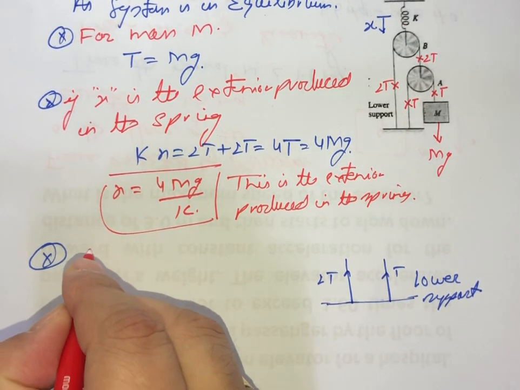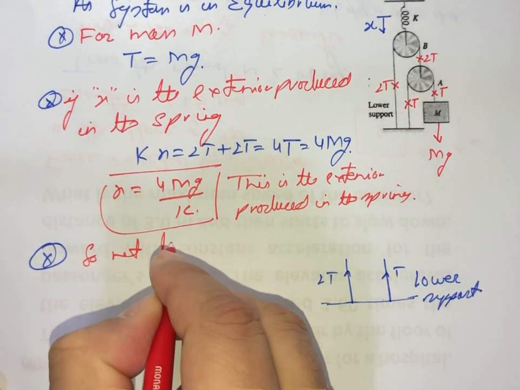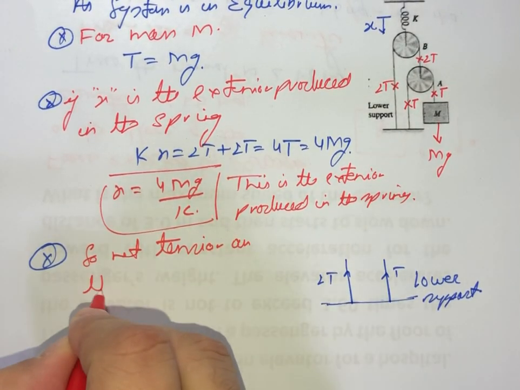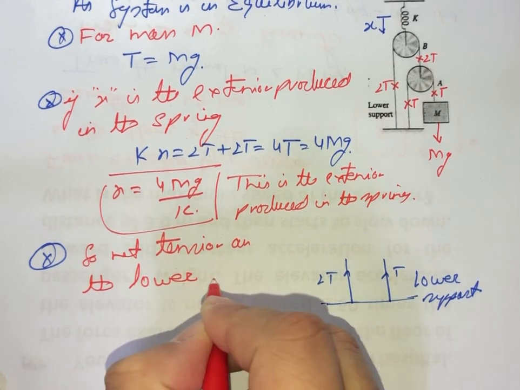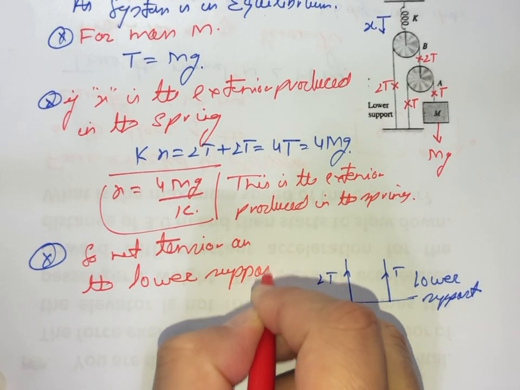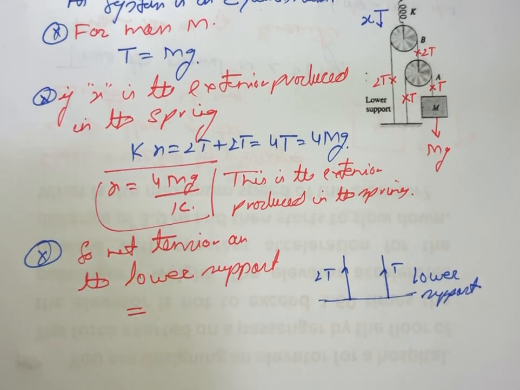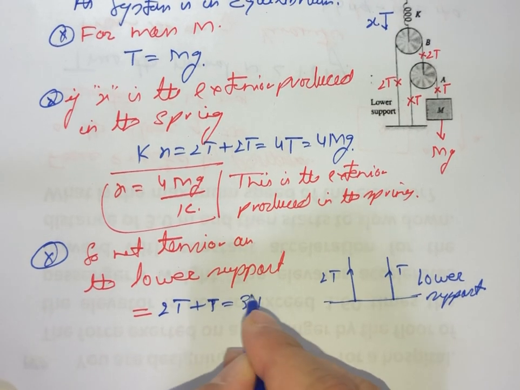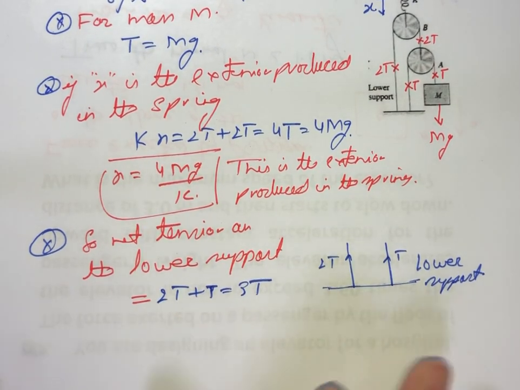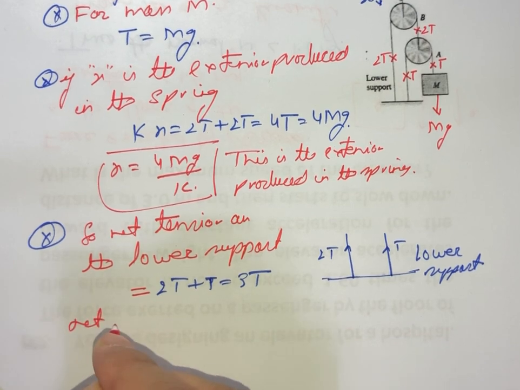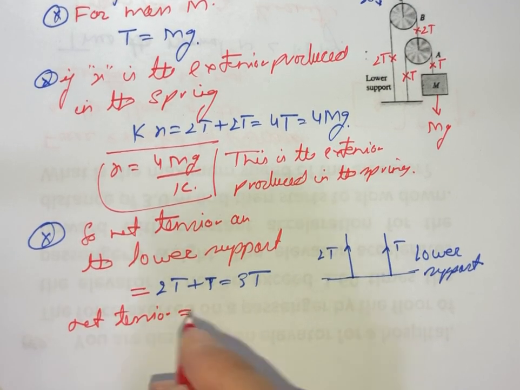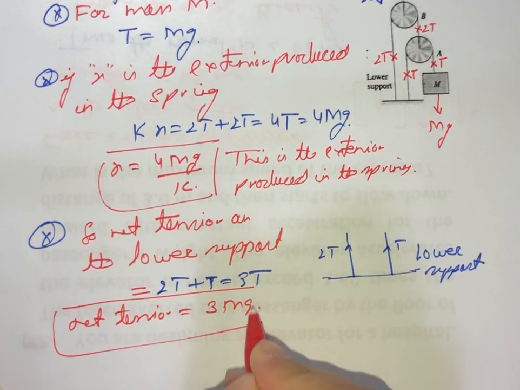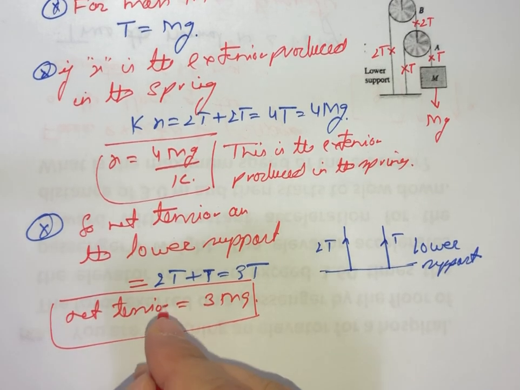So net tension on the lower support will be equal to 2T plus T, which is equal to 3T. Substitute the value of T, we get net tension will be equal to 3mg. So this is the net tension on the lower support.